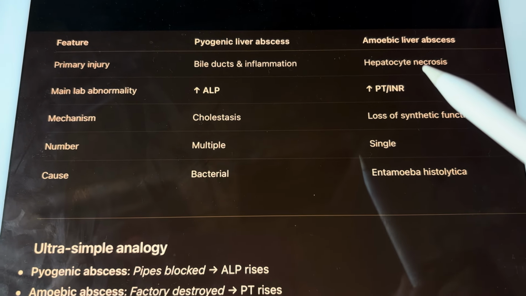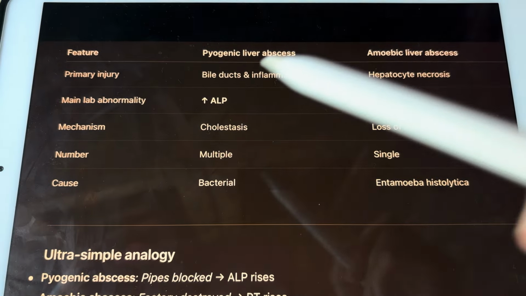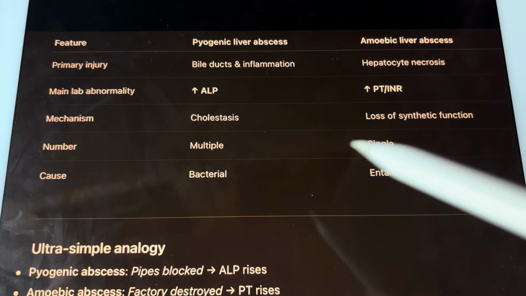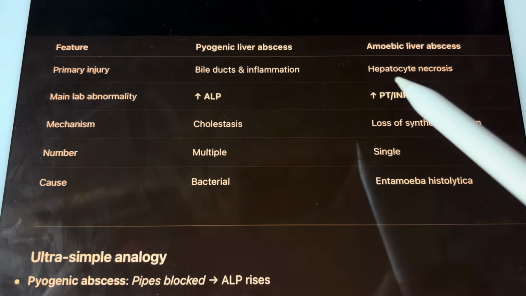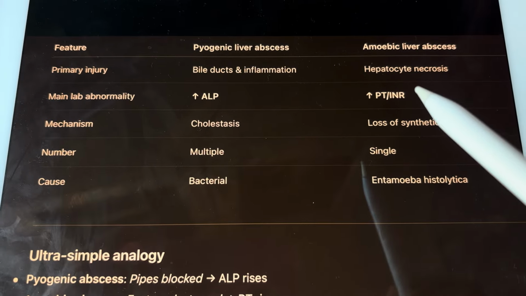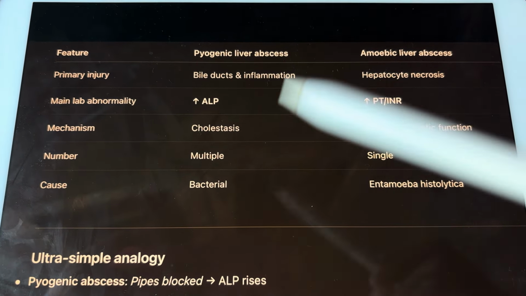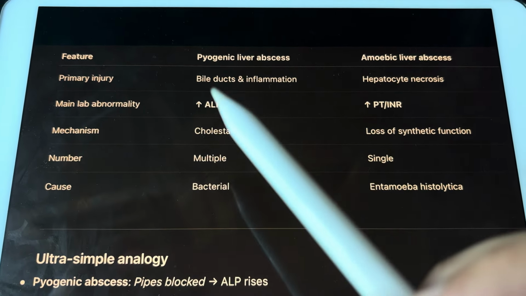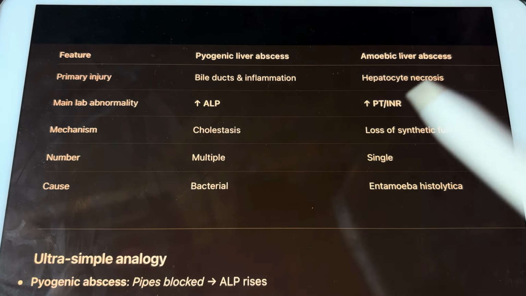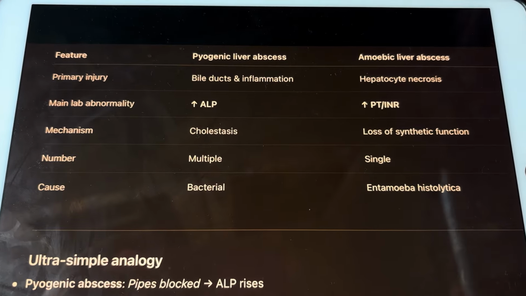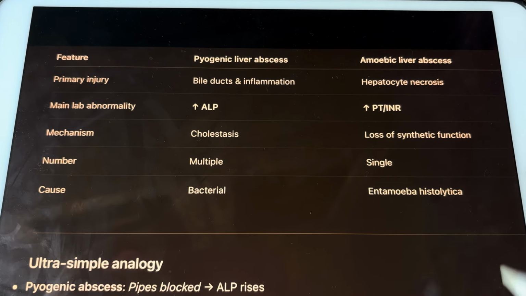But in amoebic liver abscess, the amoeba will reach the liver via blood. So via the portal circulation, it will reach the hepatocytes first, which is why there will be dysregulation in the synthesis of the clotting factors, which is why PTINR will increase first. Okay, so you understand this, that in pyogenic liver abscess there is a problem in the bile. The hepatocytes in the early stages are fairly conserved, so the function of the hepatocytes is conserved. And in amoebic liver abscess, the hepatocytes will get necrosed first. Okay, the bile synthesis and all is happening normally.